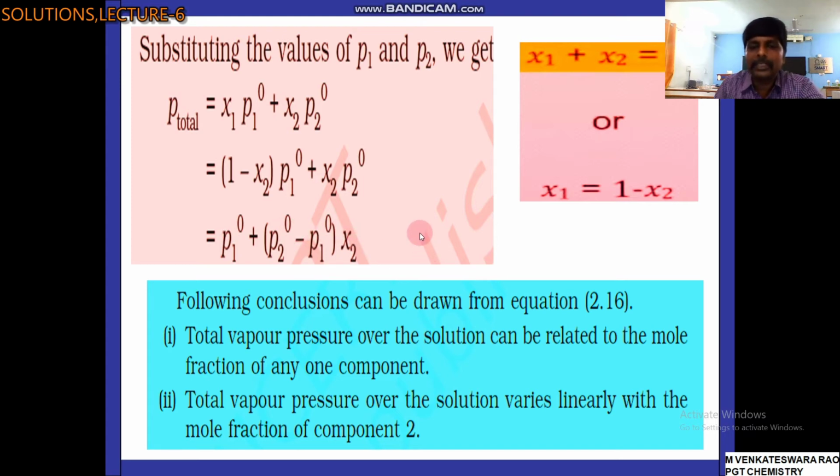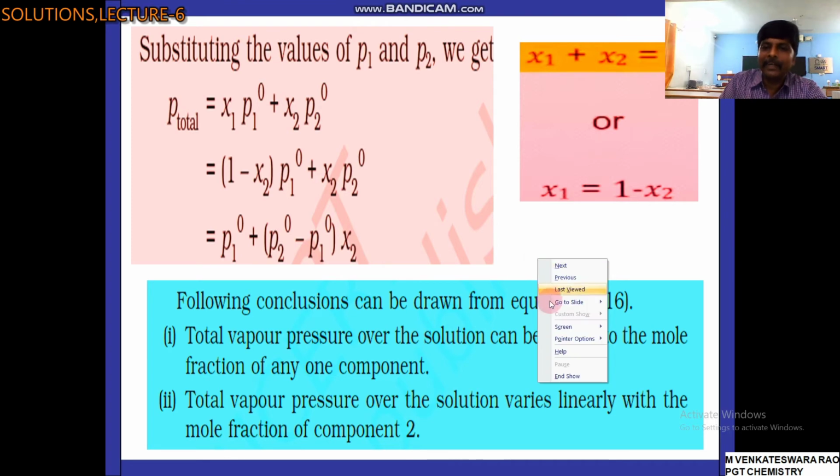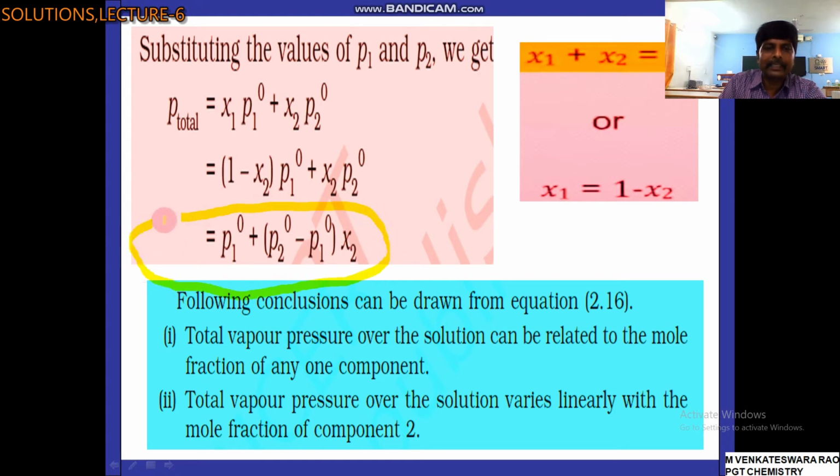It is the Raoult's law for volatile liquids. P total is equal to P1 naught plus P2 naught minus P1 naught into X2. From this equation you have to explain some conclusions. The following conclusions can be drawn from this equation.